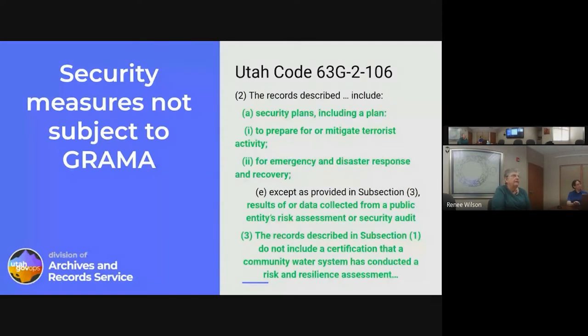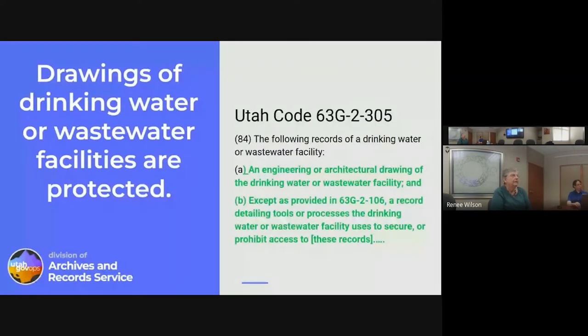This same bill added another category of protected records. So on the list of protected records, we now have specifically an engineering or architectural drawing of a drinking water or wastewater facility, and except as provided in 106, a record detailing the tools or procedures the drinking water or wastewater facility uses to secure or prohibit access to these records. So that's measures taken to secure our drinking water and wastewater facilities and to make sure that those are protected or not subject to GRAMA. Either way, not disclosed.